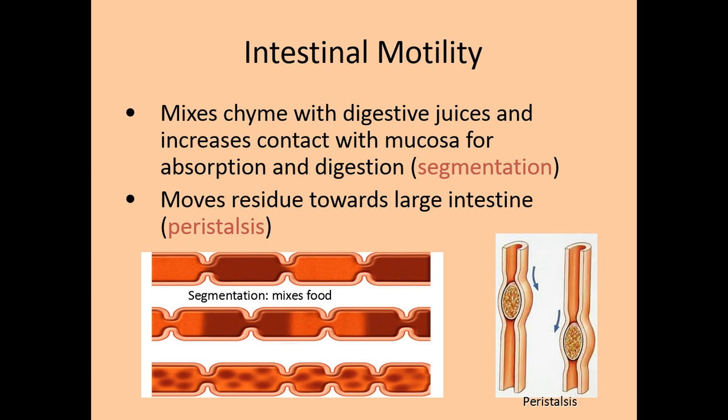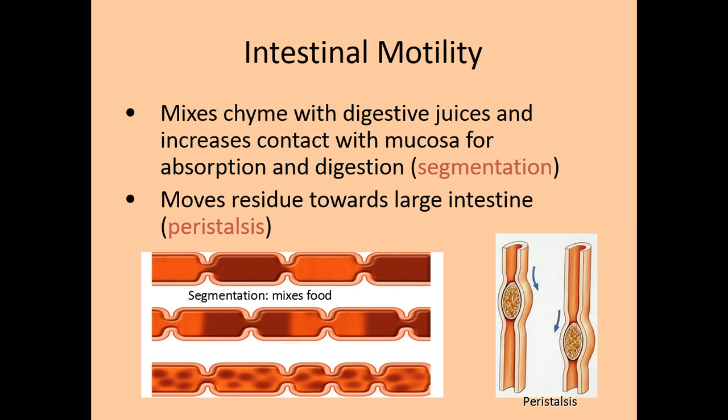So if you look at the diagram on the lower left, imagine that the dark red is chyme and the pale yellow is digestive enzymes. As segmentation, pinching of the smooth muscles in the walls, moves the fluids around, you'll notice they get more and more mixed by the time you get to the bottom of that diagram.